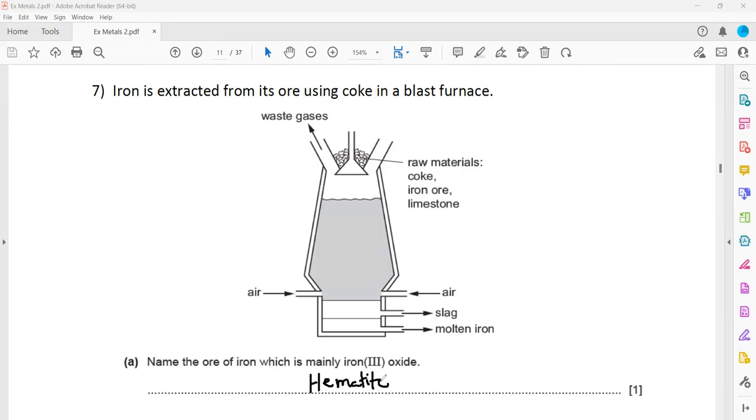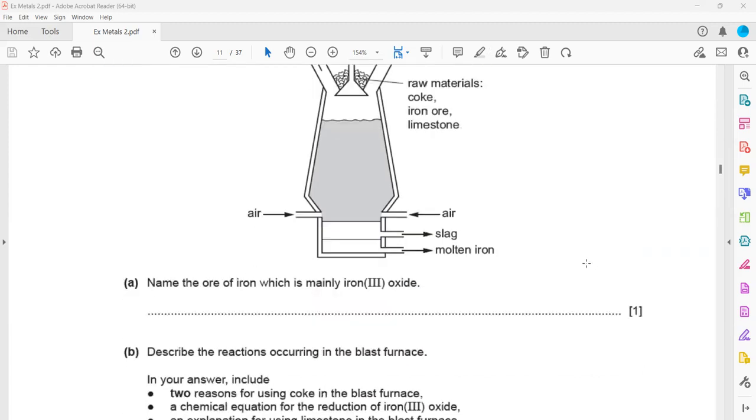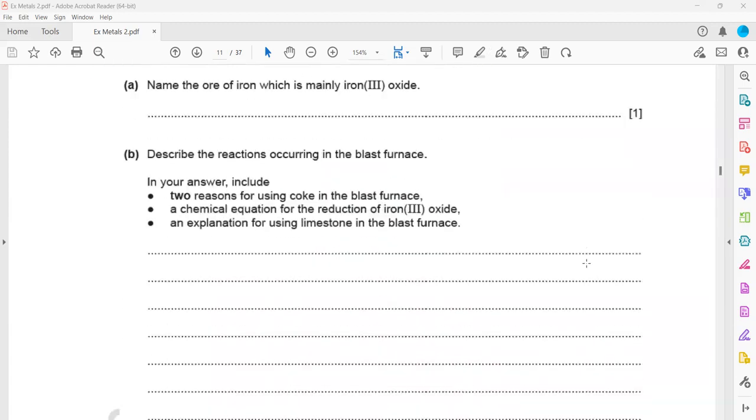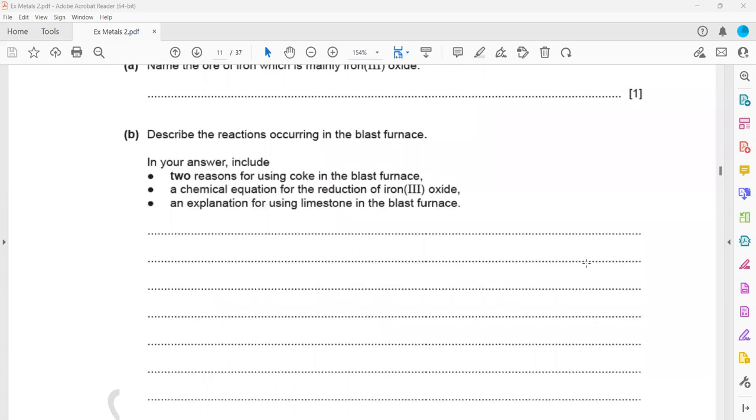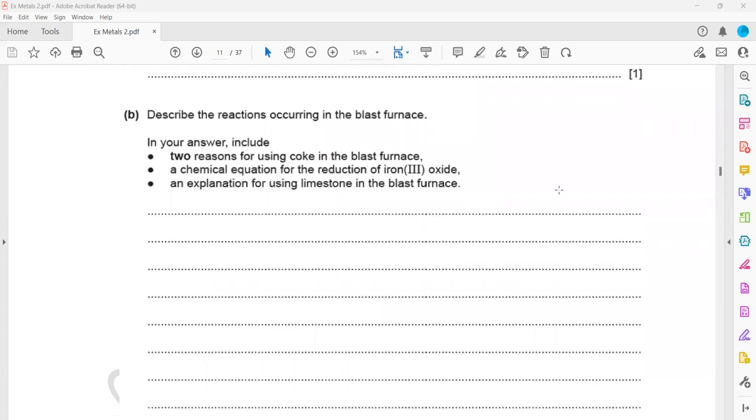You have to learn these names. So hematite is the ore of iron. Bauxite is the ore of aluminium. Zinc blende is the ore of zinc. And copper pyrite is the ore of copper.